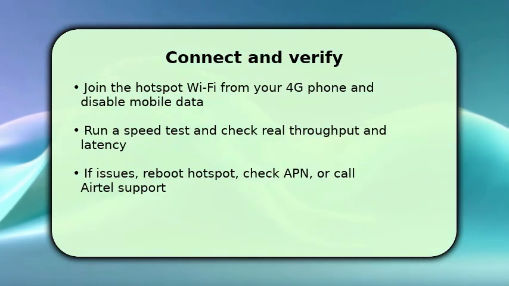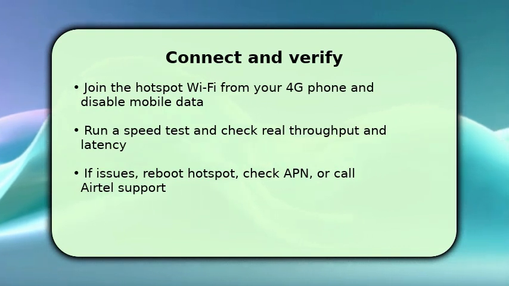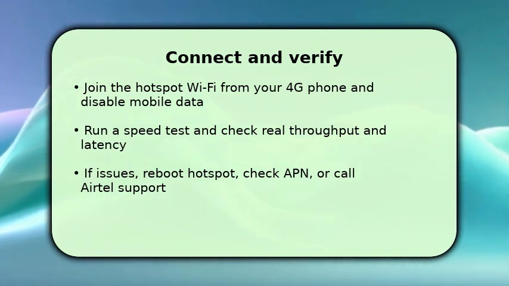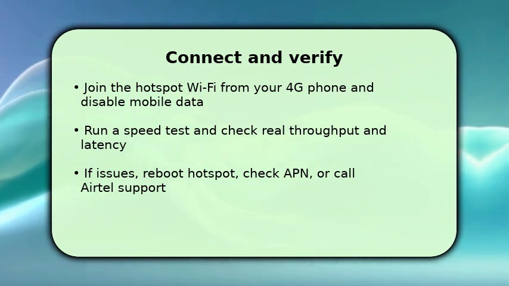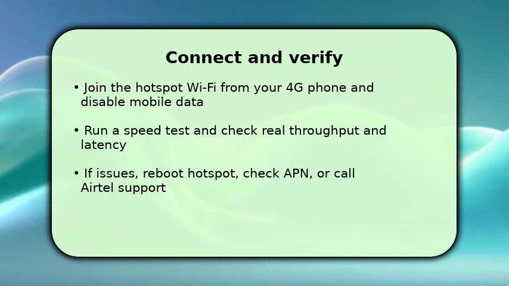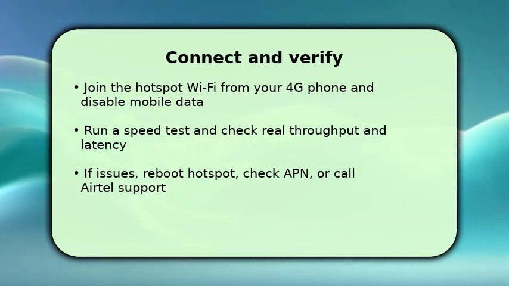Finally, connect your 4G phone to the hotspot's Wi-Fi and turn off the phone's cellular data to force Wi-Fi use. Once connected, run a speed test to confirm you're getting 5G level throughput. You should see lower latency and higher download speeds versus typical 4G.